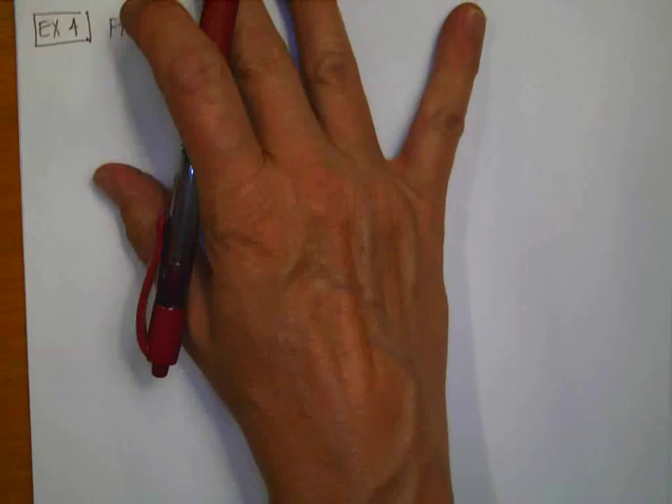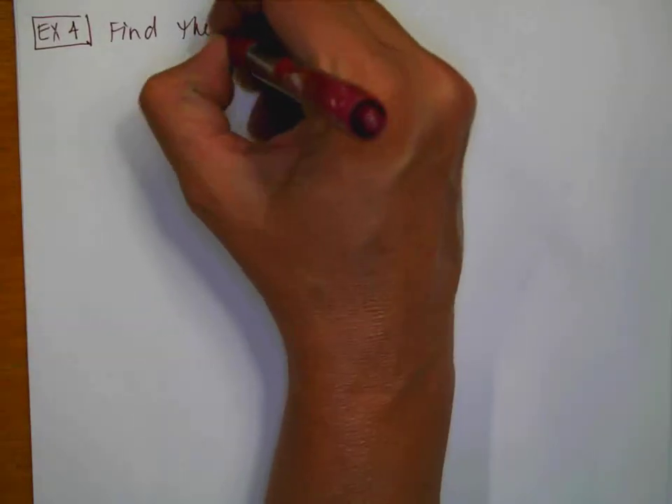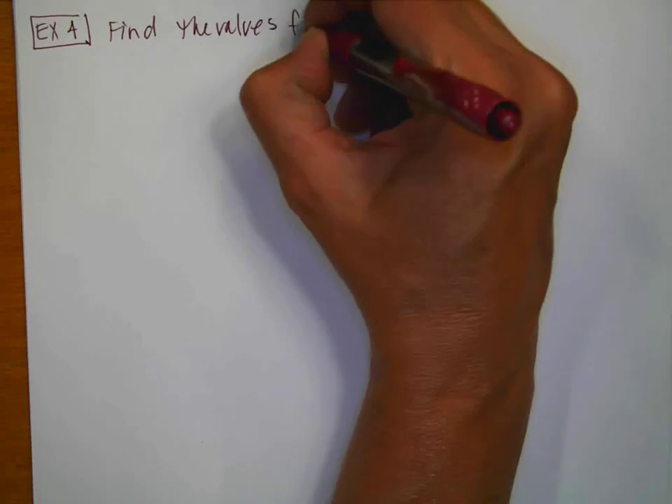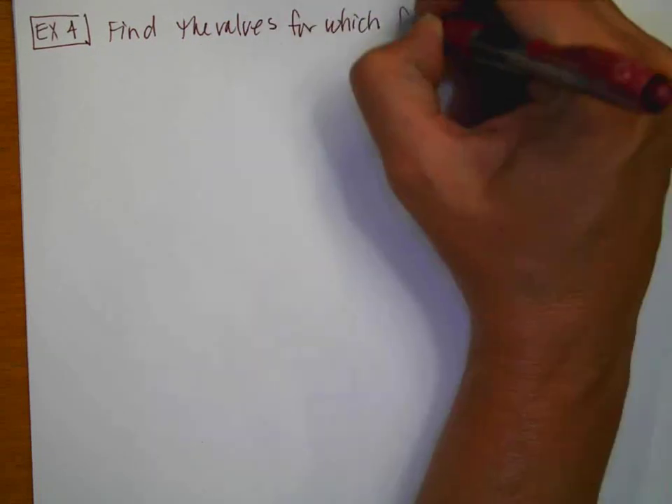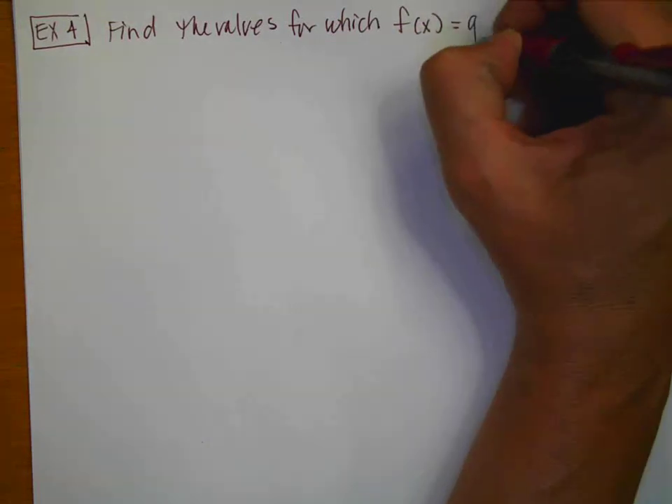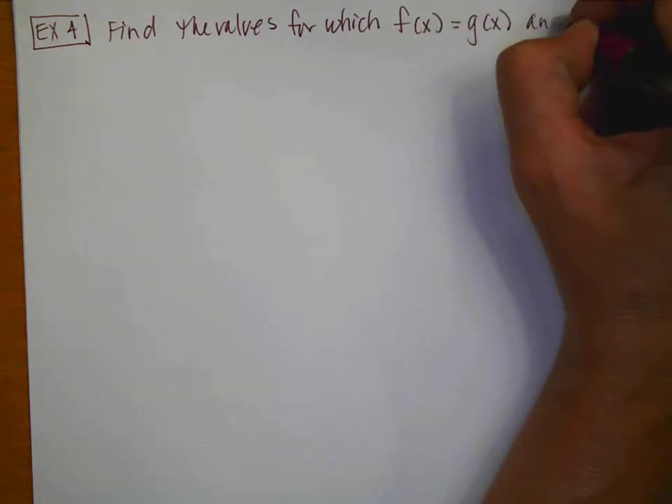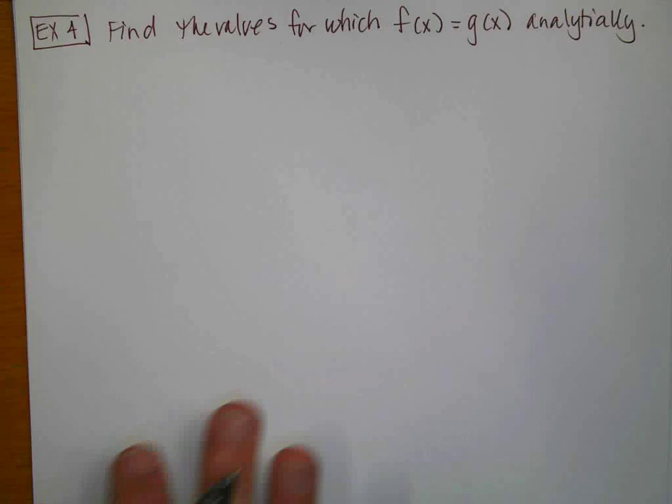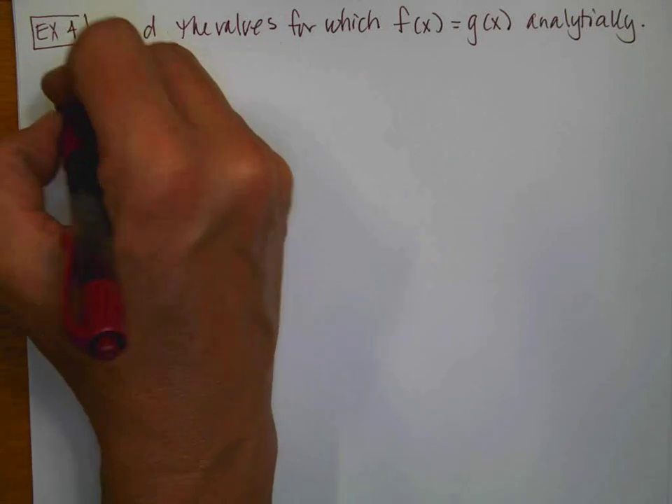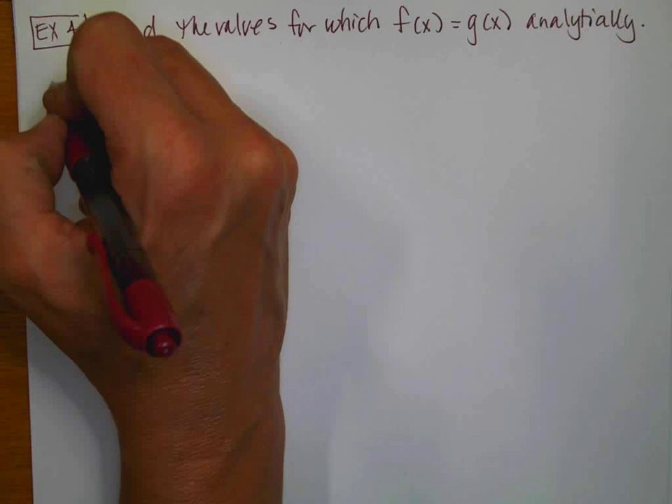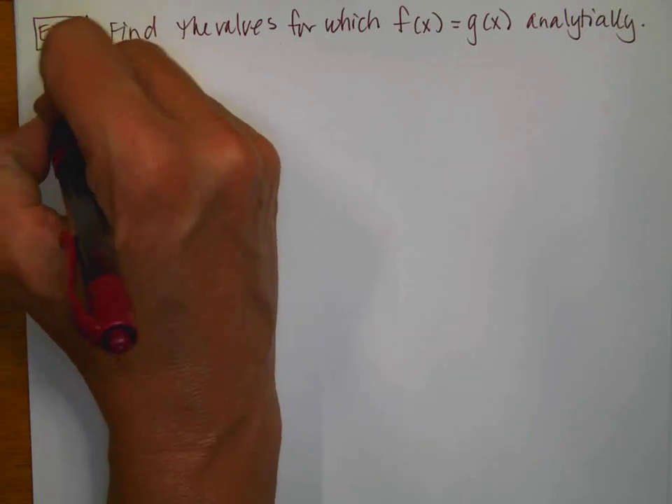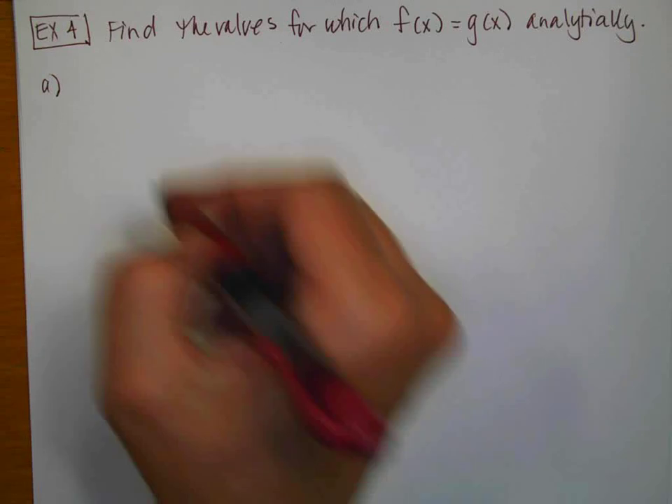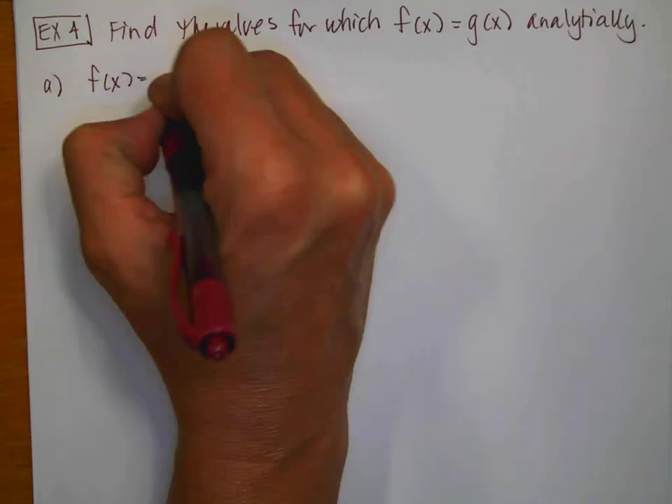All right, for our next example, example number 4, it says find the values for which f of x is equal to g of x, and our favorite word, analytically, which means do some algebra, okay? So we're going to do equation A, and let me see if my notation is good. Yep, we have two problems.